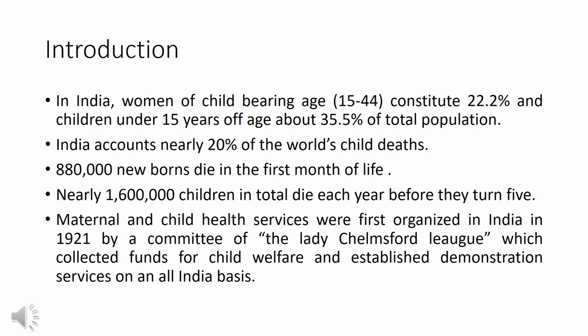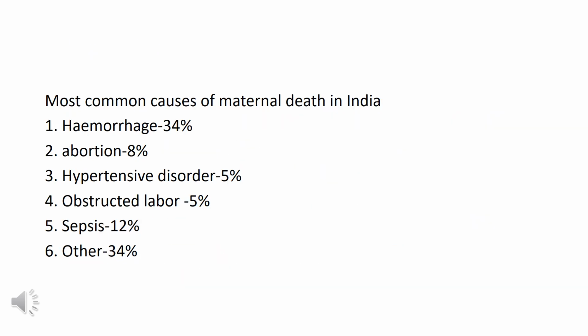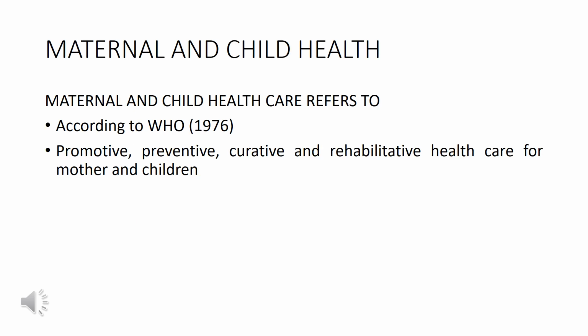Maternal and child health services were first organized in India in 1921 by a committee of the Lady Chelmsford League, which collected funds for child welfare and established demonstration services on an all-India basis. Most common causes of maternal death in India: 1. Hemorrhage, 34%. 2. Abortion, 8%. 3. Hypertensive disorder, 5%. 4. Obstructed labor, 5%. 5. Sepsis, 12%. 6. Other, 34%. Maternal and child health care refers to, according to WHO drafted in 1976, promotive, preventive, curative, and rehabilitative health care for mother and children.